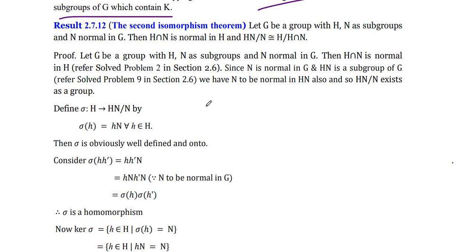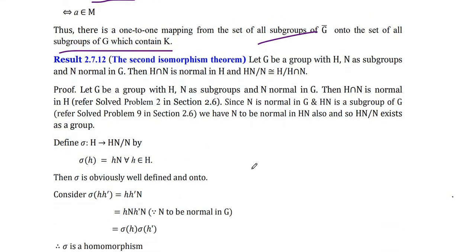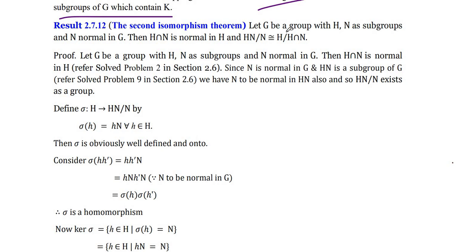In this video, we are going to have the proof of the second isomorphism theorem and the third isomorphism theorem. First, the second isomorphism theorem states: let G be a group with H and of course N also subgroups, and N is normal in G. Of the two, H is just a subgroup and N is normal in G. Then H intersection N is normal in H, and HN mod N is isomorphic to H mod H intersection N.